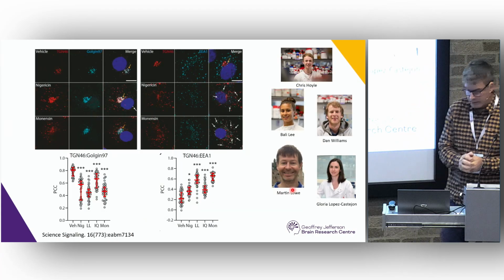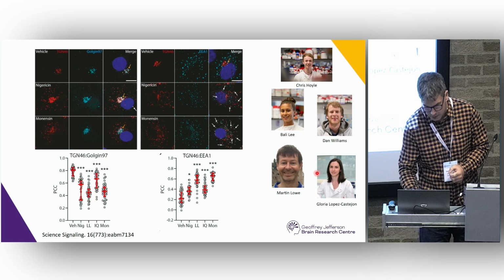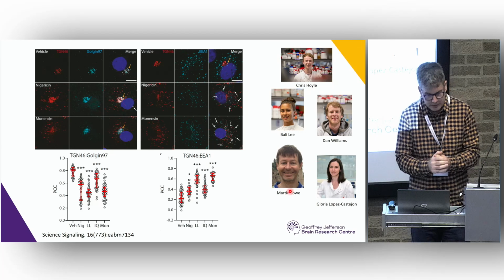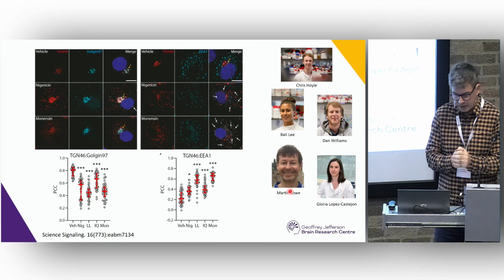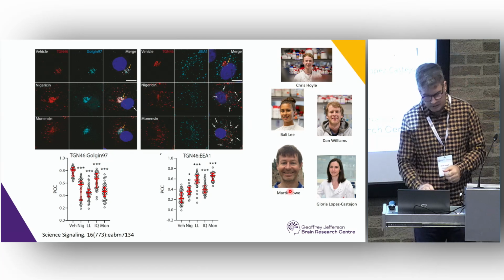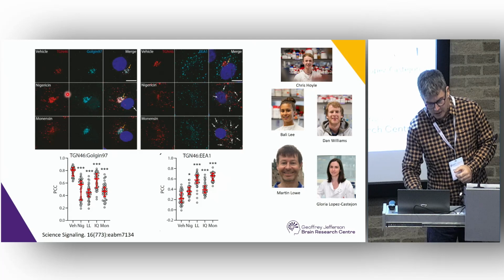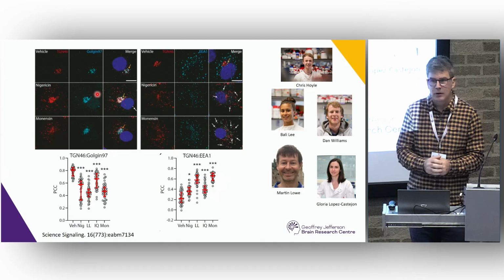This work was published earlier this year. Dan and Bali led most of the early work here, and others have contributed massively to this. And the way we studied this initially was we looked at TGN46 in the cell. Remember, this cycles via the endosomes to the plasma membrane and back. And we looked at Golgi-97.